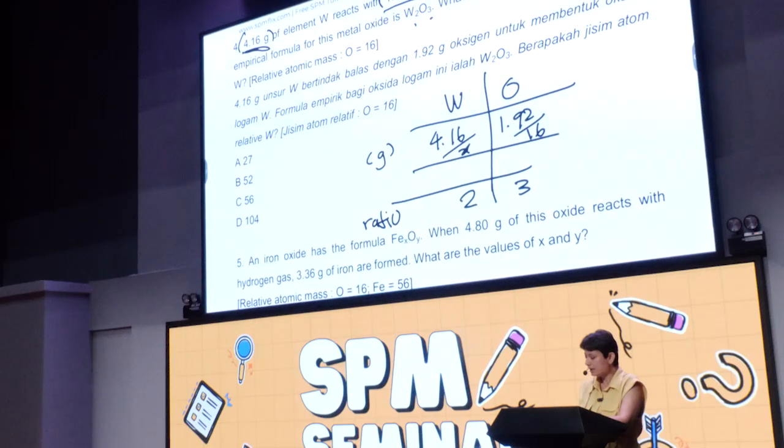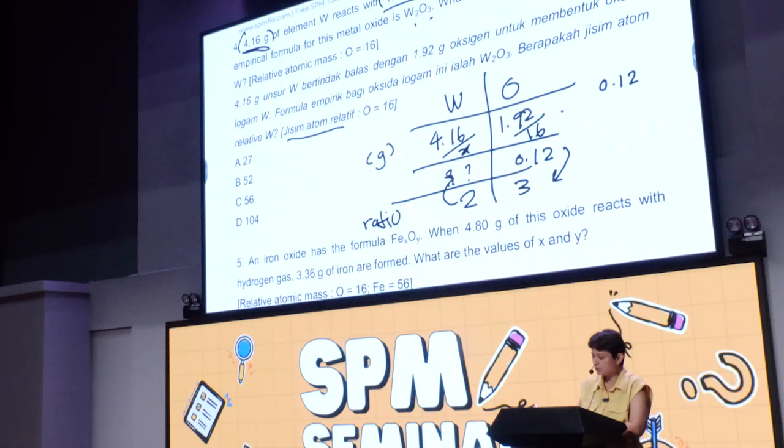Okay, you don't have the relative atomic mass of W. Jisim atom relative W tidak diberi. Okay, so you can calculate this. This is 0.12. How much is this? Okay, here is where we use ratio, nisbah. 0.12 is to 3. So 2, what is the value? How do you count this?